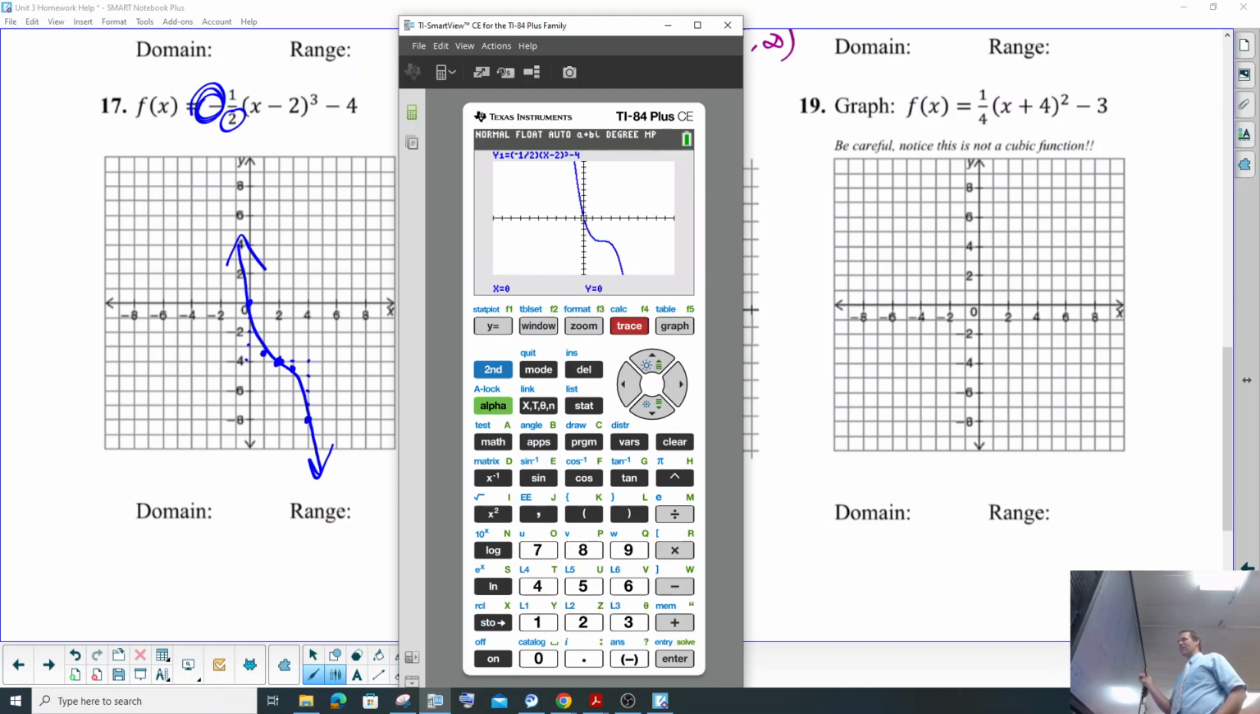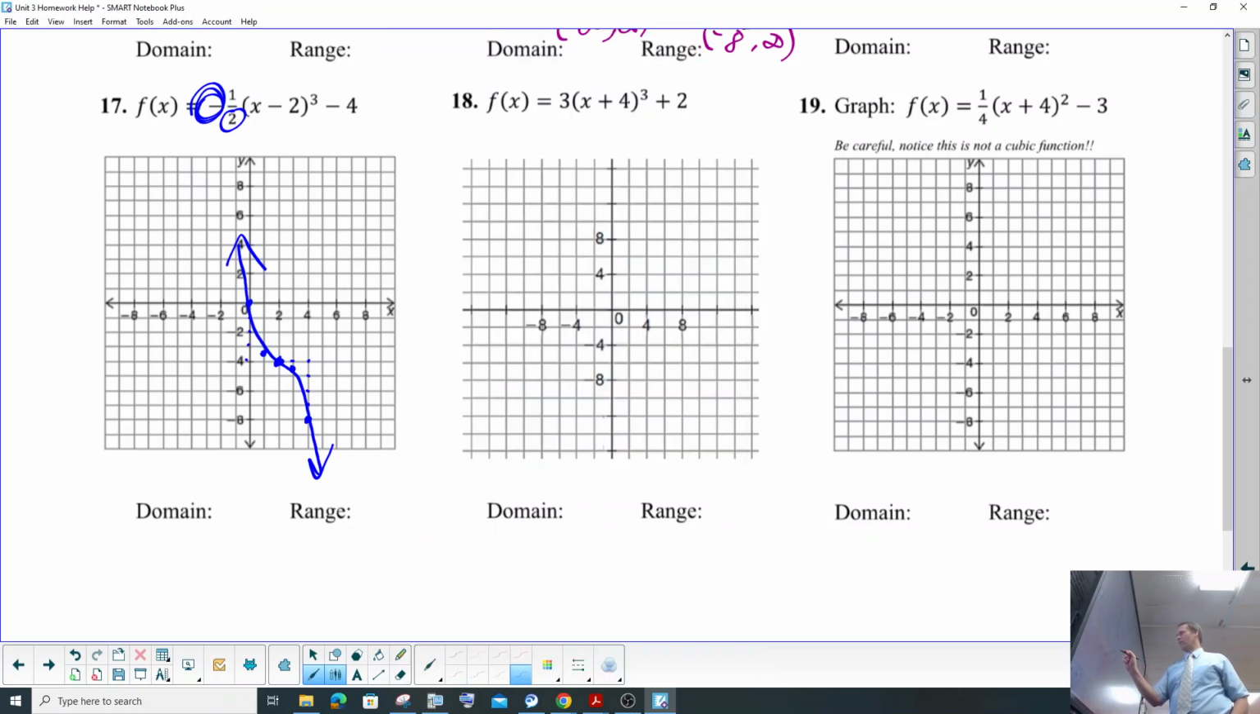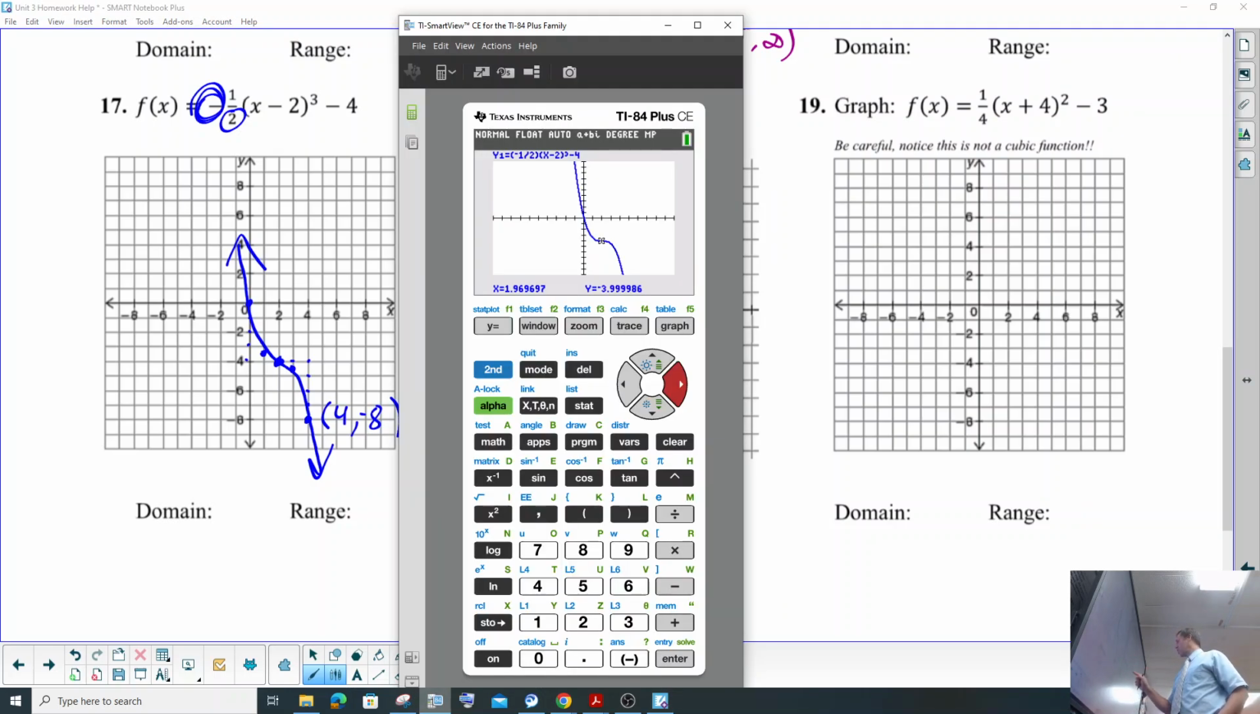We do have 0, 0. Yeah, 0, 0. Winner, winner, chicken dinner. And then we trace down, and our origin is at over 2 down 4, so that's good. What about this one? What about over 4 down 8? Did we get that right? Let's check in our table.